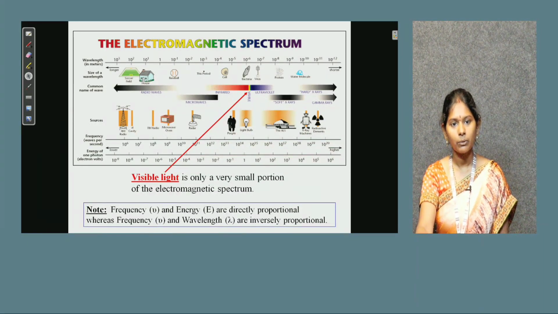Here, the frequency of the waves is directly proportional to the energy of the waves, whereas the frequency and the wavelength of these waves are inversely proportional to each other.